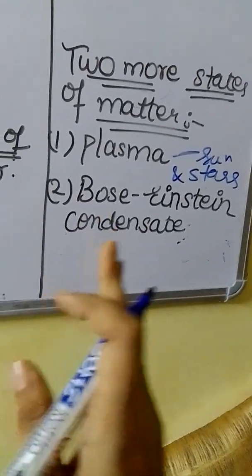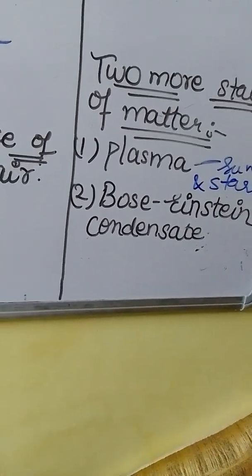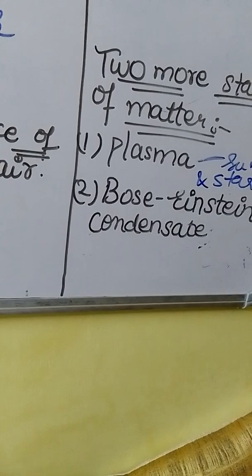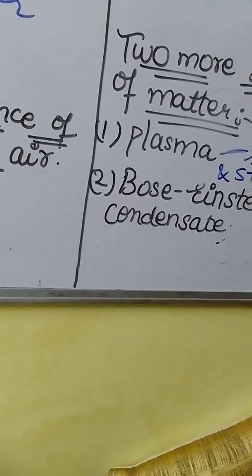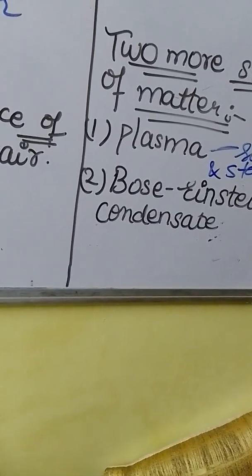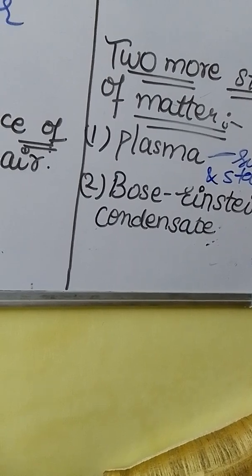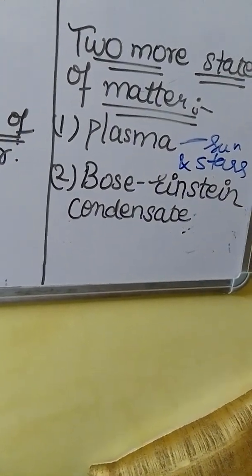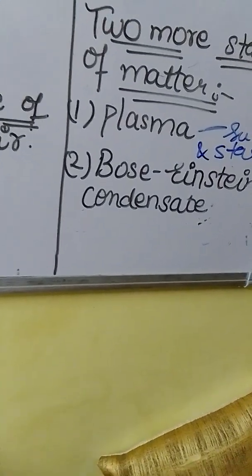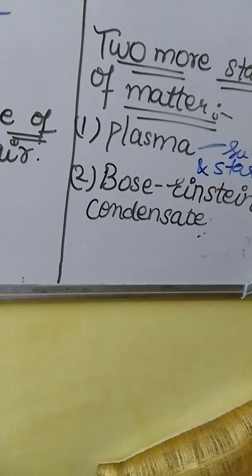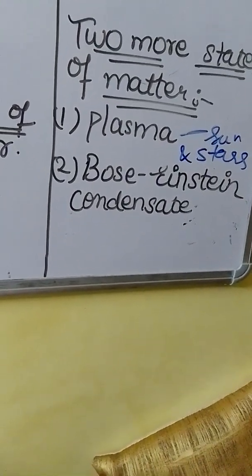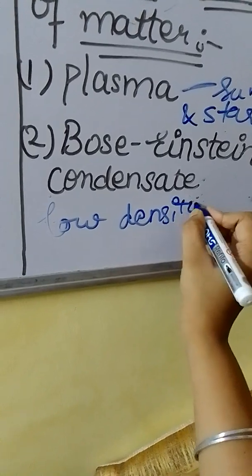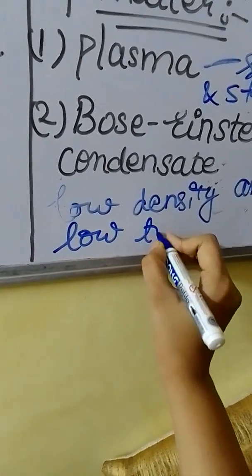So next is Bose-Einstein condensate. In 1920, Albert Einstein already talked about the fifth state of matter, but it was achieved by three scientists, Cornell, Ketterle and Wieman of the USA, and they said that it is obtained by cooling a gas of extremely low density to a very low temperature.